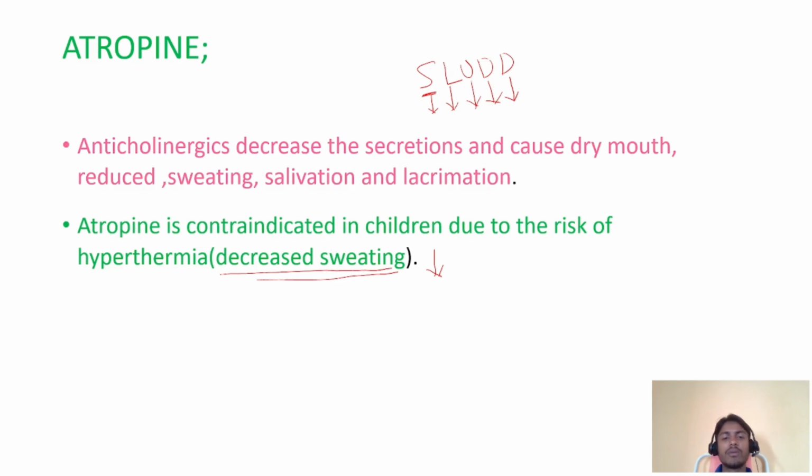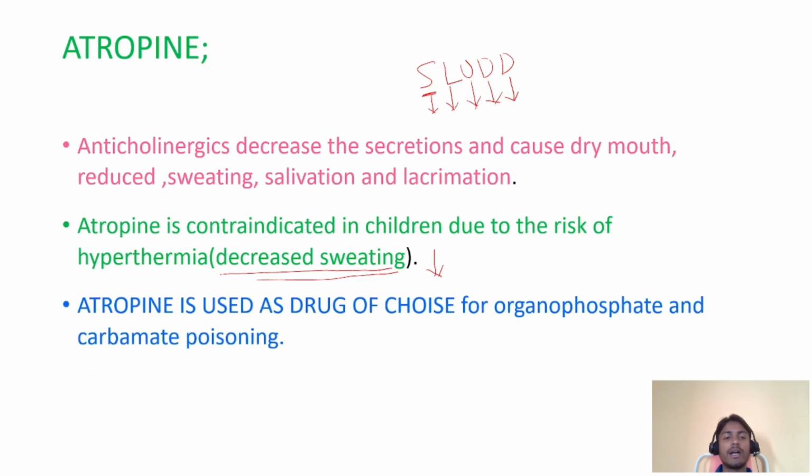Hence, this should be contraindicated in children due to the hyperthermia effect. See, atropine can be used as a drug of choice for organophosphate and carbamate poisoning. We have already discussed this in the last class. In organophosphate and carbamate poisoning, we can use atropine as an antidote.